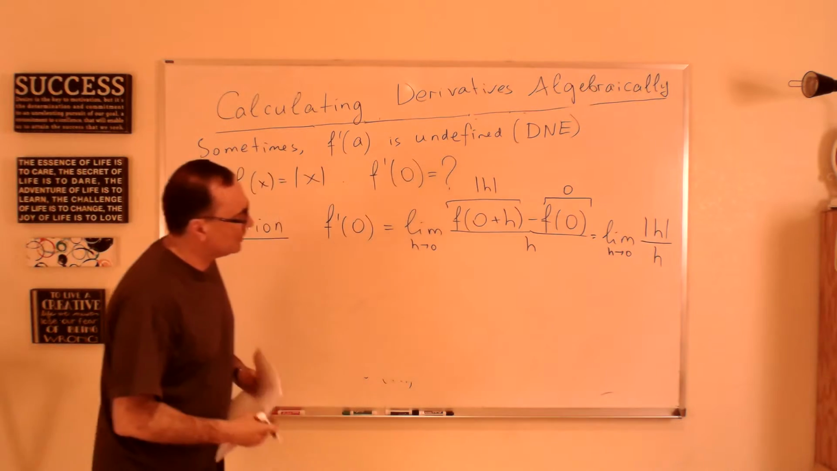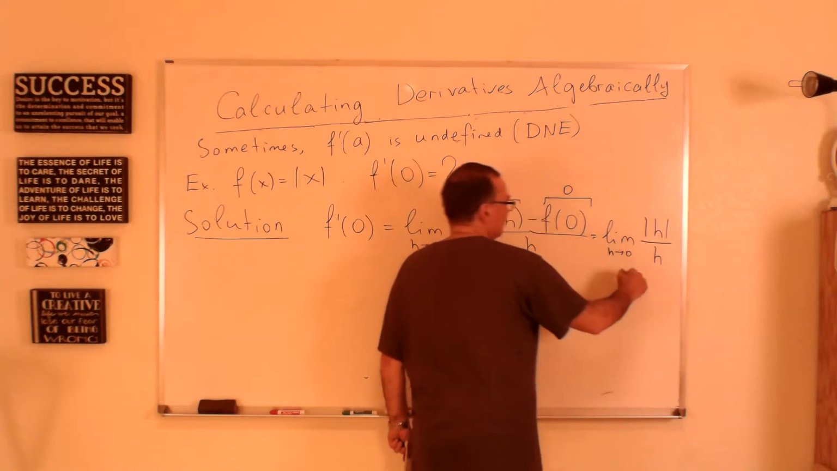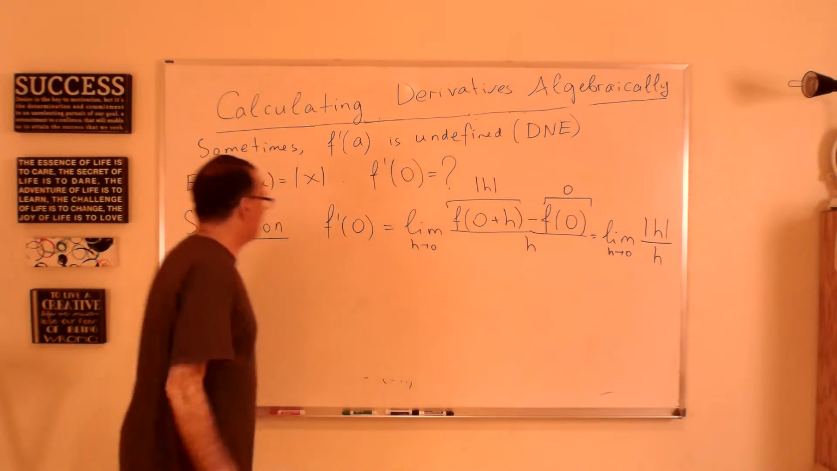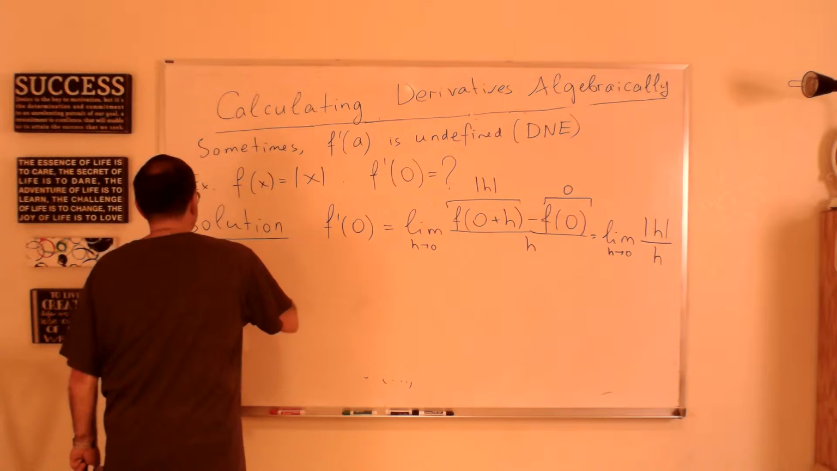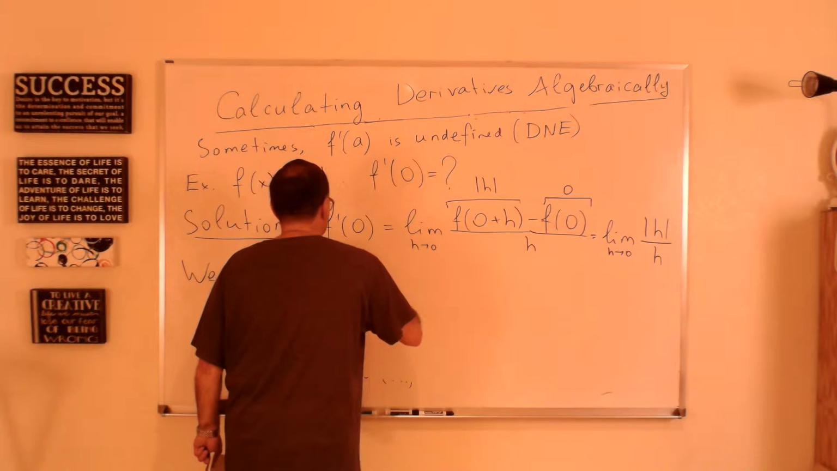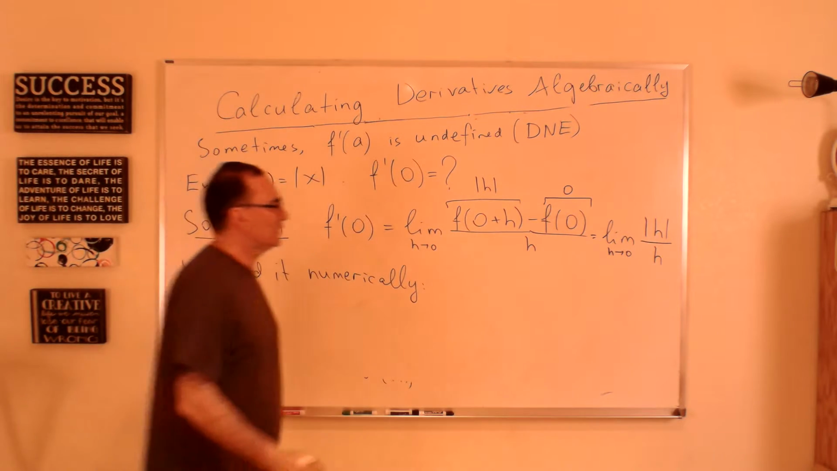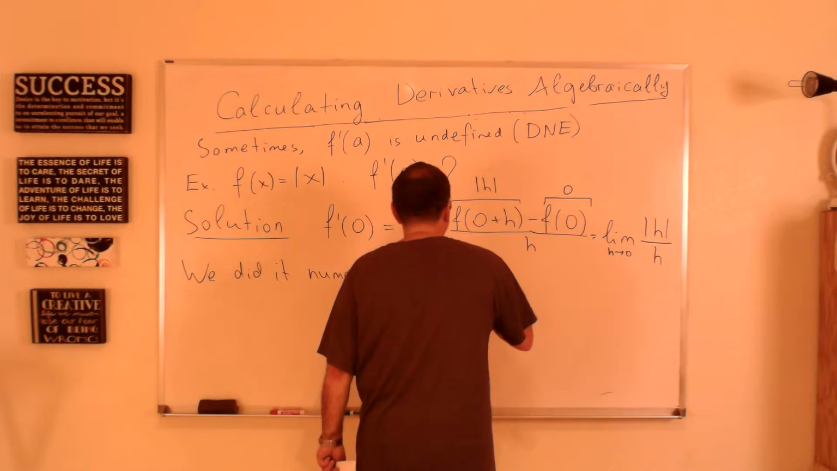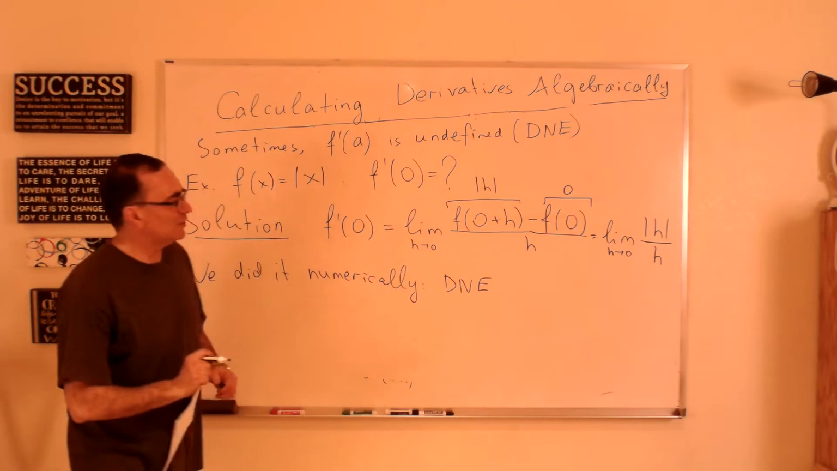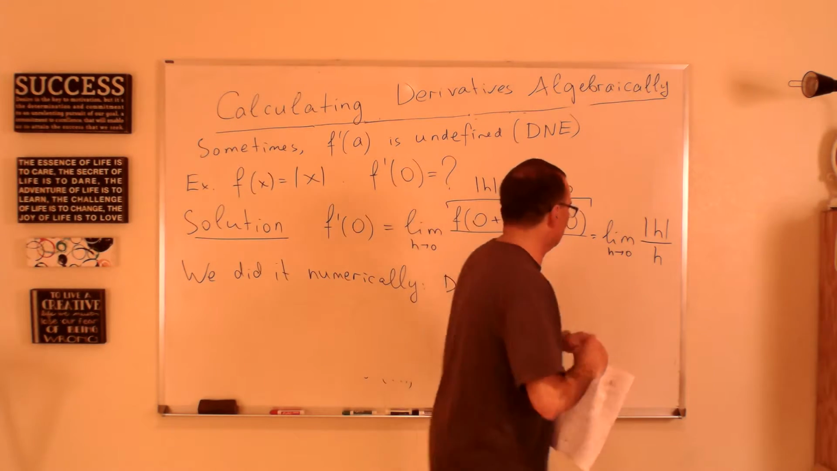And now we have studied this limit. In fact, we calculated this limit numerically. It wasn't h, it was x, but x is just a letter. So we did it numerically, and we know that this limit does not exist, or is undefined. And the reason why this limit is undefined is because the limit on the left and the limit on the right are not the same.